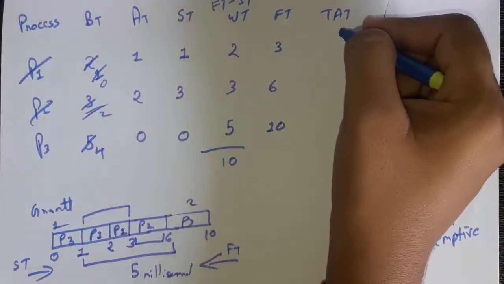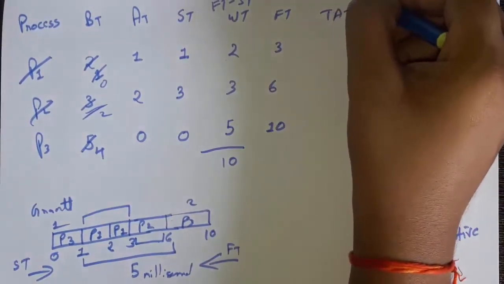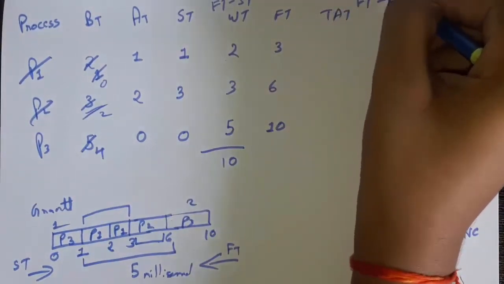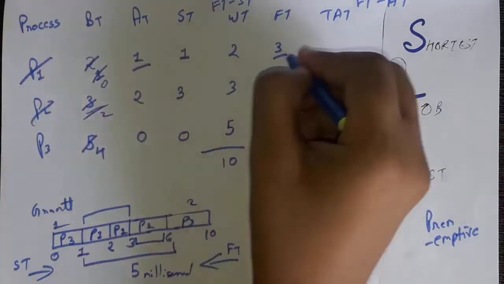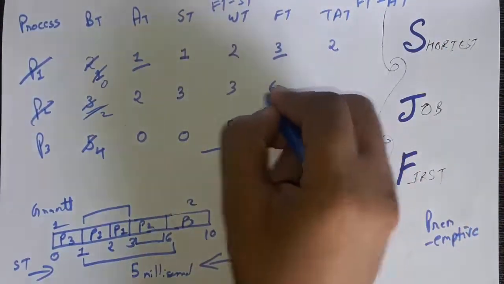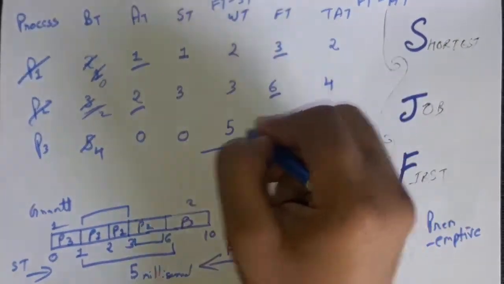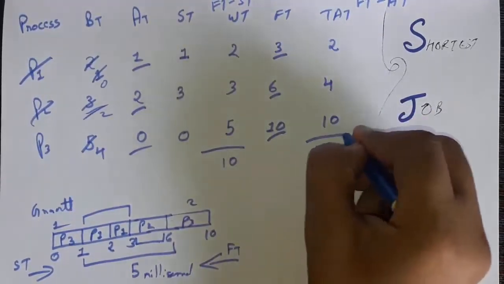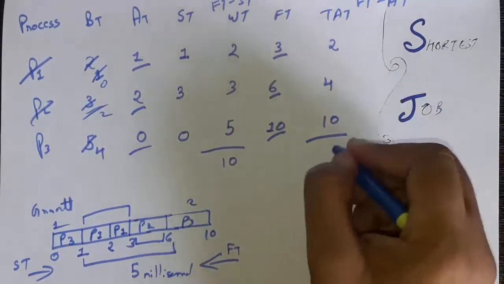And for the turnaround time, the formula is finish time minus arrival time. So the finish time is 3, arrival time is 1. 3 minus 1 will be 2. 6 minus 2 will be 4, and 10 minus 0 will be 10, and the calculation for this will be 10 plus 4, 14 plus 2, 16.